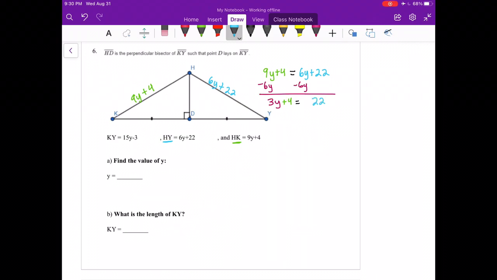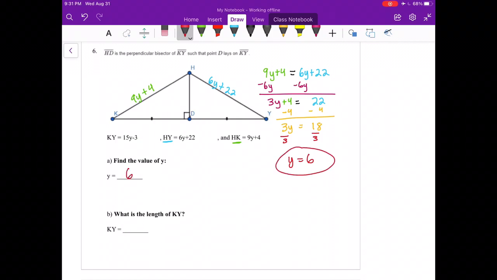After this, we would subtract 4 from both sides of our equation, leaving us with 3y equals 18. The final step should be to divide by 3 on both sides, leaving us with the fact that y equals 6.